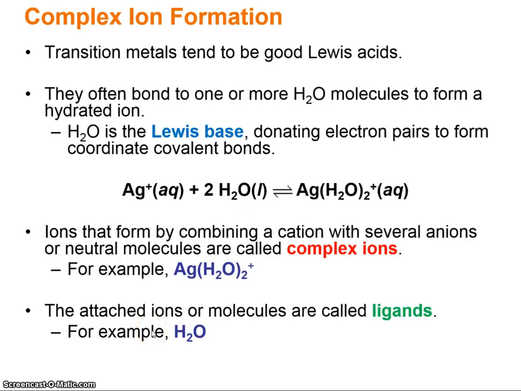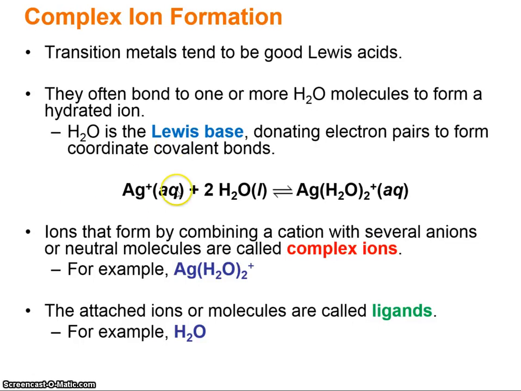Our last aqueous equilibria thing that we can address is complex ion formation. So this is looking at things like a Lewis acid. So transition metals tend to be good Lewis acids. They often bond to one or more water molecules to form a hydrated ion, in which case water is the Lewis base and it donates an electron pair to form a coordinate covalent bond.